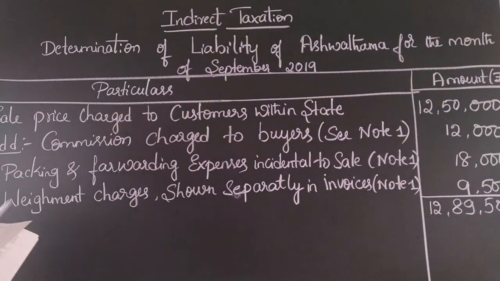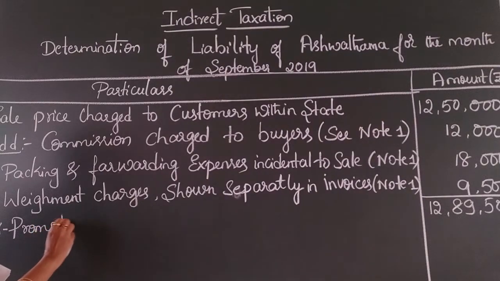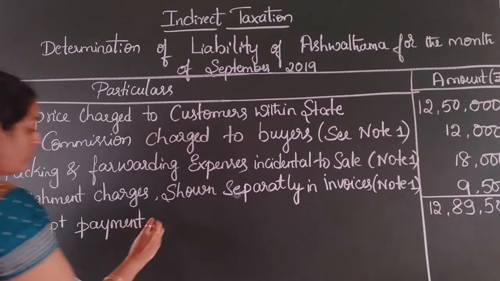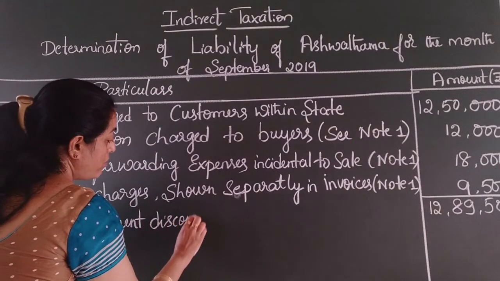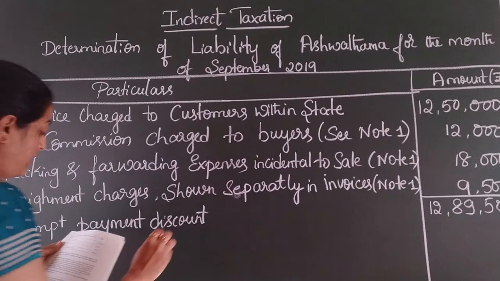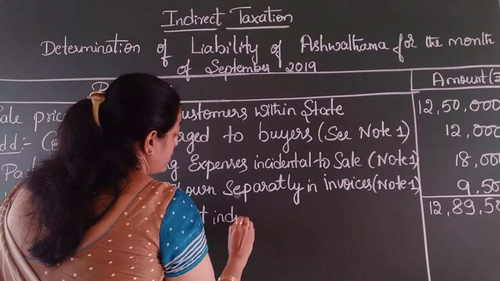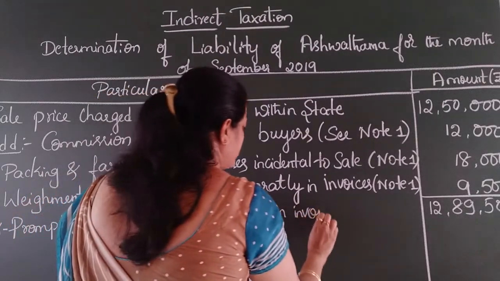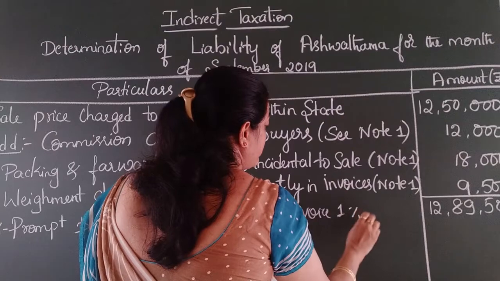So next what they asked is prompt payment discount indicated in the invoice, that is 1%. You need to deduct that amount. Less prompt payment discount indicated in invoice, that is 1%.